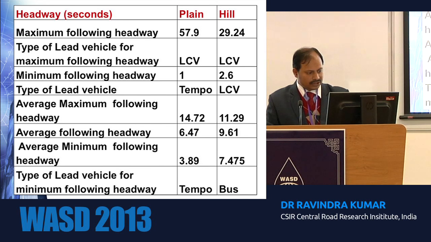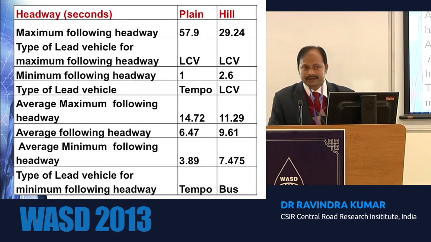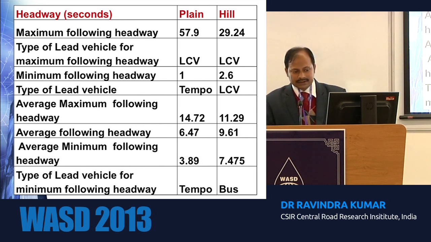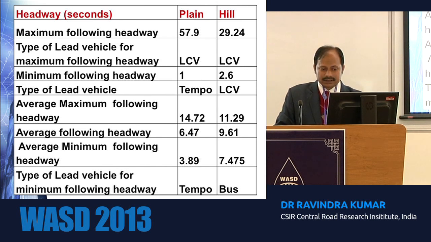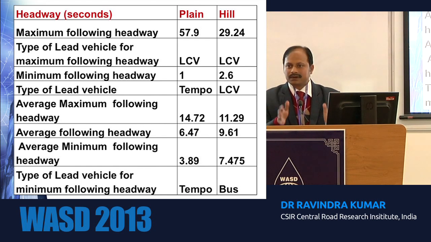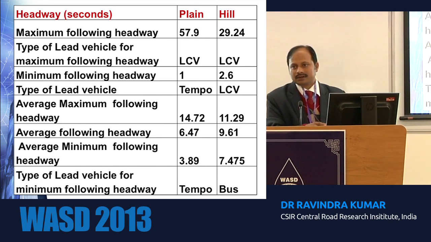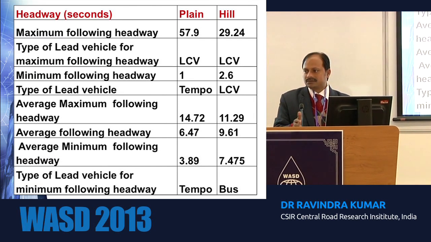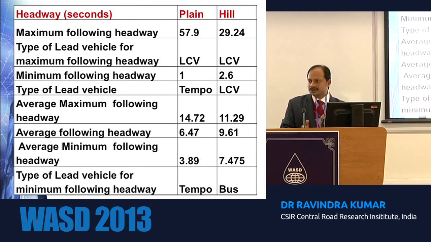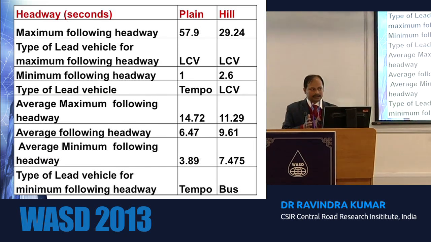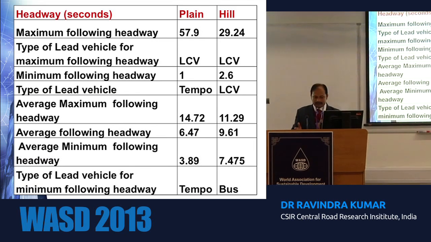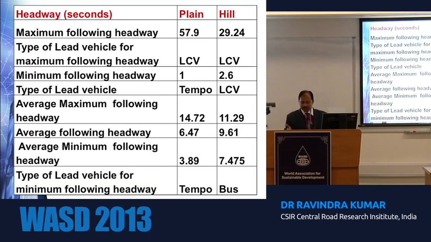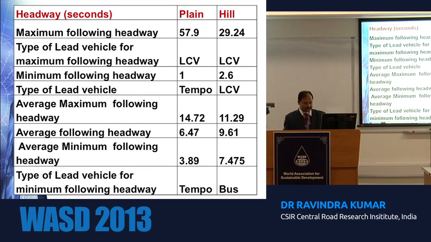Here we could see that the minimum following headway for the plain is 1 second, whereas in case of hills it's 2.6 seconds. 1 second means certainly the chances of accidents in this region are more. That's a clear-cut case. It means we have to train the drivers, and we have to take traffic control measures so that they can maintain discipline, and we could avoid accidents.